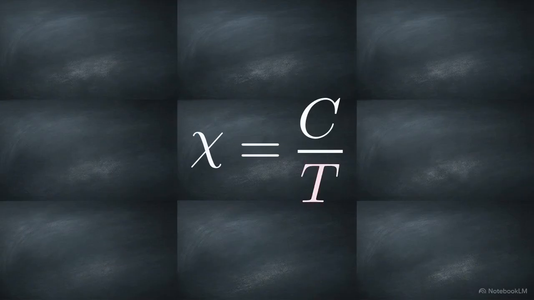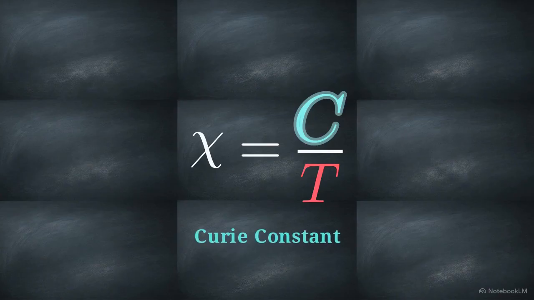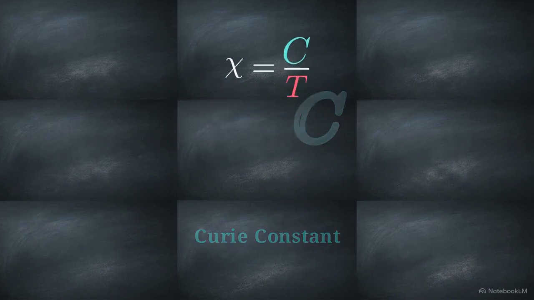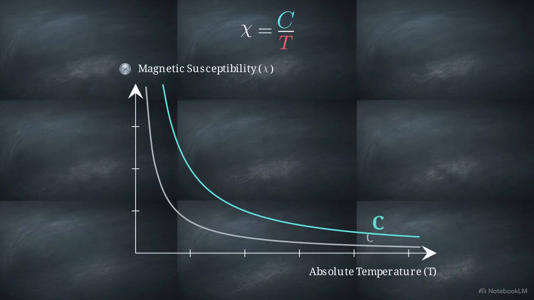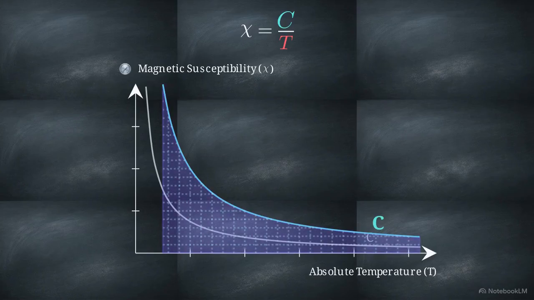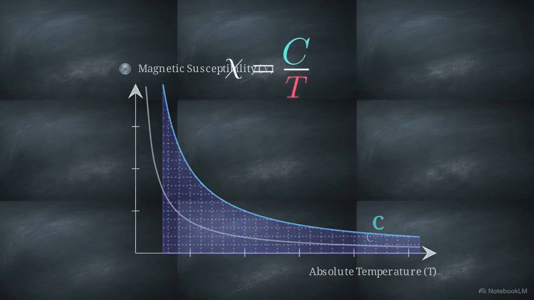Looking at the equation, the denominator accounts for the thermal disruption. The numerator holds the crucial proportionality factor, the Curie constant, labeled C. The Curie constant is the specific value that sets the magnitude of that curve. It isolates the exact amount of paramagnetic response that remains after we factor out the temperature, measuring the total strength of the independent magnetic moments available to align with a field.